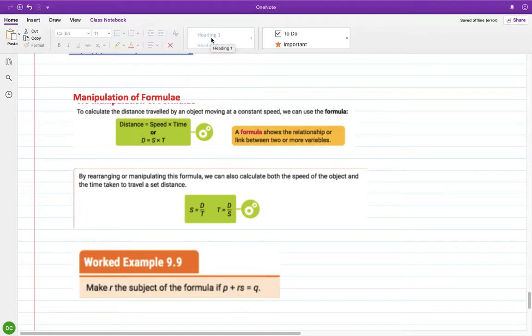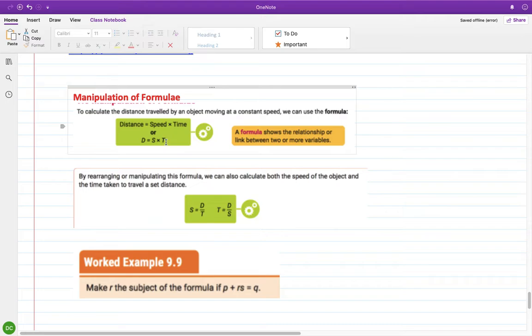This chapter is called Manipulation of Formulae. This is basically using all of your skills that you've learned in algebra to rearrange formulae. Okay, so here's a formula that we have.